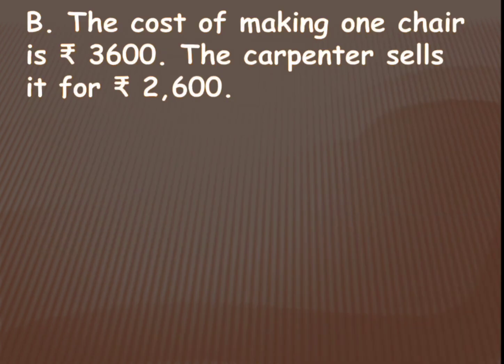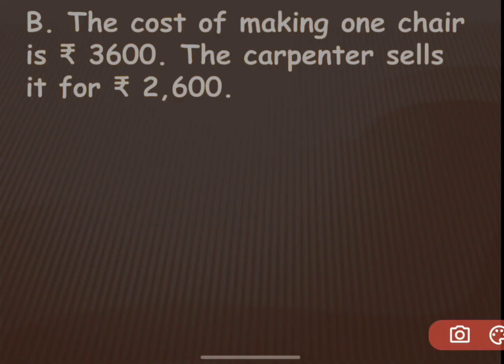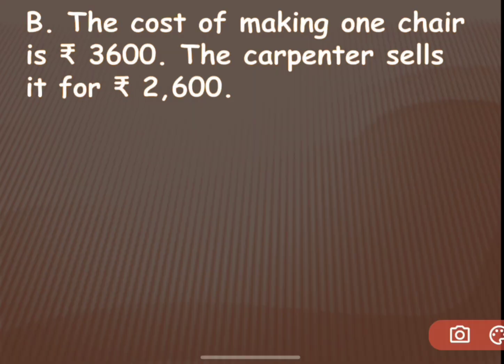The cost of making one chair is 3,600 rupees. The carpenter sells it for 2,600 rupees. So whether it is profit or loss children? He sells at 2,600 rupees. But how much did he spend on it? It is 3,600 rupees. That means this is your cost price and this is your selling price. Which is less? Selling price is less. That means it is a loss, isn't it? So you will write loss.